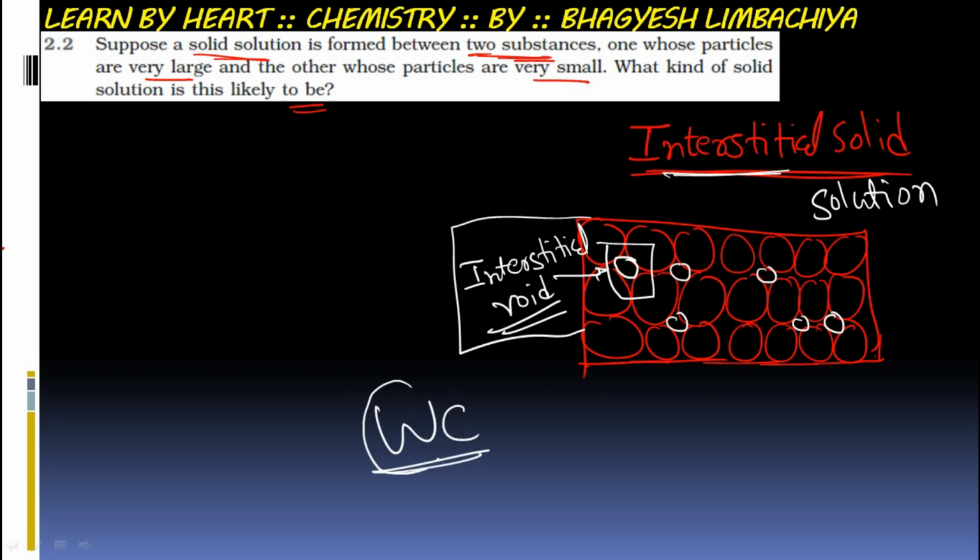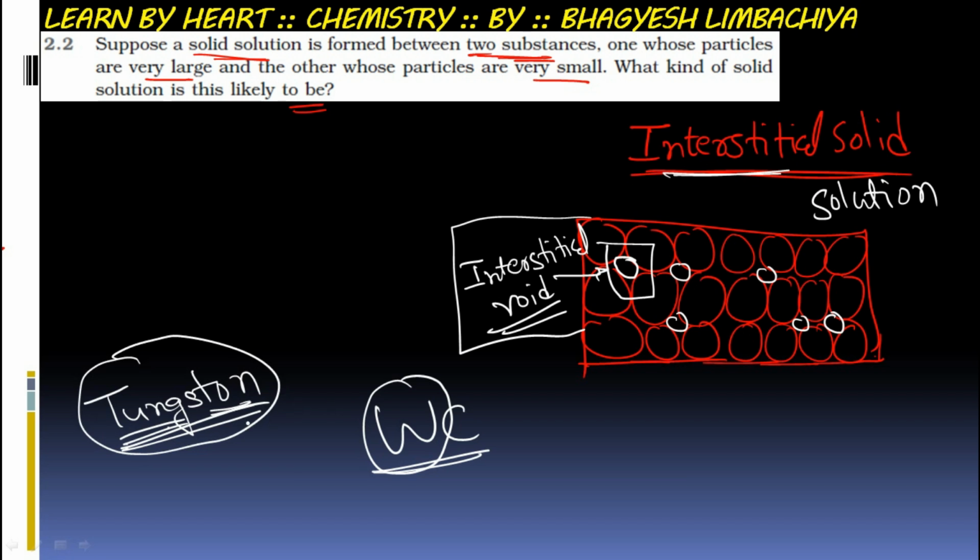See, W is the symbol of tungsten. Okay, tungsten means heavy stone. Tungsten is actually stone. It's a Swedish name, but its German word is wolfram. That's why it has the W symbol. So WC is tungsten carbide.